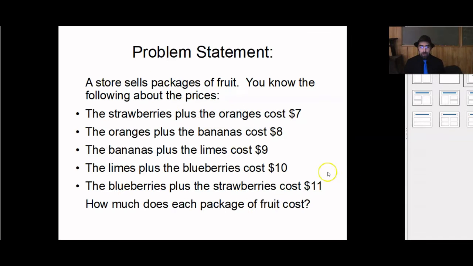And so the basic problem statement is this. A store sells packages of fruit. You know the following about the prices. The strawberries plus the oranges cost $7. The oranges plus the bananas cost $8. The bananas plus the limes cost $9. Limes plus blueberries cost $10. And the blueberries plus the strawberries, back at the beginning, cost $11. And the question is, how much does each package of fruit cost? You might be able to tell, I kind of used a color theme throughout this to try to remember which fruits were paired up with which others.